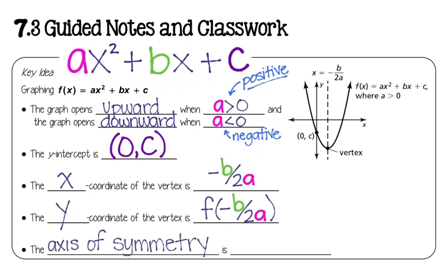Okay? The axis of symmetry, which is that mirror line that goes straight through the vertex, is always the equation x equals negative b over 2a, the number you found when you found the x-coordinate for the vertex.